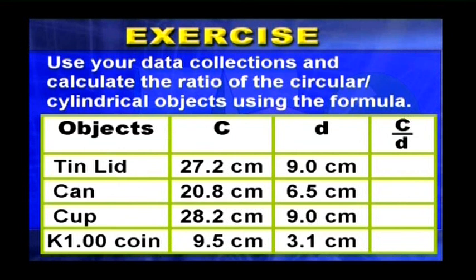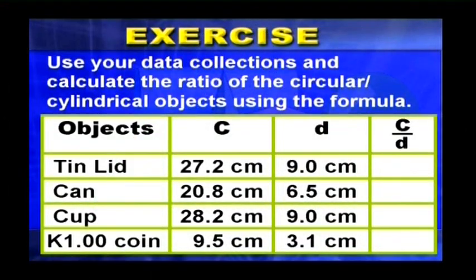Now, the circumference and the diameter have all been given. What I would like you to do is divide the circumference by the diameter. For example, the tin lid. You are going to divide the circumference by its diameter, and to do that you are going to use the formula in the last column, C over D.